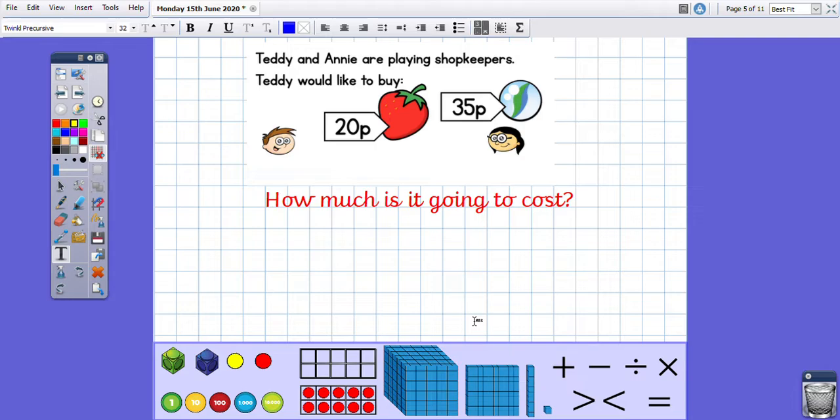Teddy and Annie are playing shopkeepers. Teddy would like to buy a strawberry, which will cost him 20p, and a marble, which will cost him 35p. How much is it going to cost?